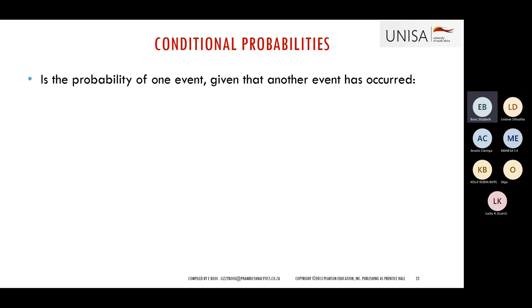Okay, so conditional probabilities are probabilities of one event given that another event has already happened. So if we want to calculate the probability of an event happening, given that another event has already happened, that is what we call conditional probabilities. The key word here is given. If you get it in the sentence, then they tell you that given that an event X has happened, what is the probability of Y? You just need to know that you're dealing with conditional probabilities.